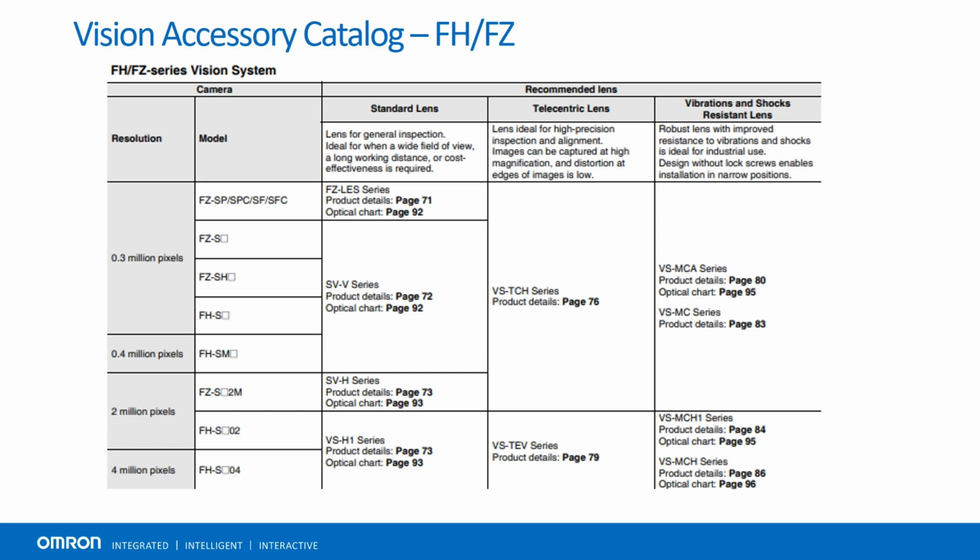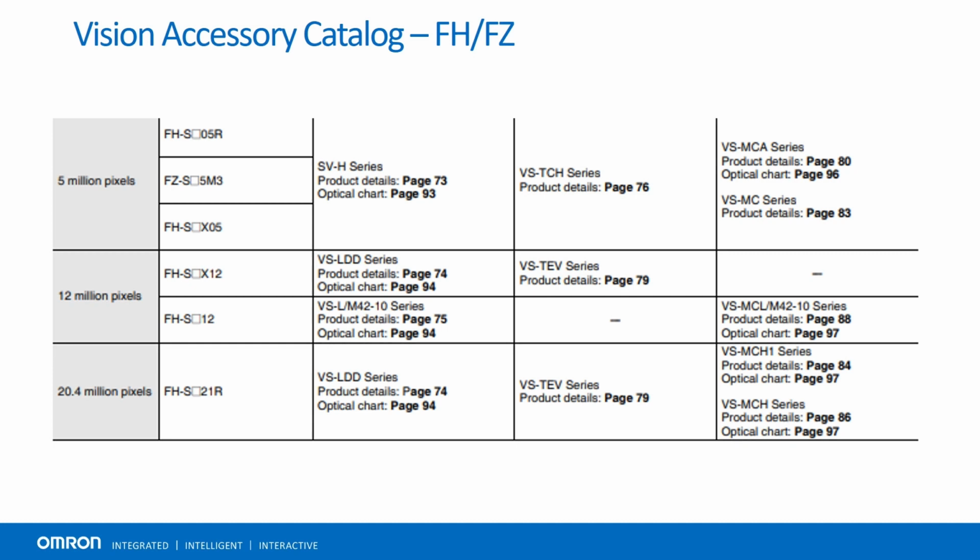We can also see that for many of the lenses, optical charts are referenced, which allow us to identify the exact model number of the series to solve our application. Here we can see the recommended lenses for higher resolution cameras, and combined with the previous slide, acts as a quick reference to identify the series of lenses recommended and tested by Omron to solve your application.